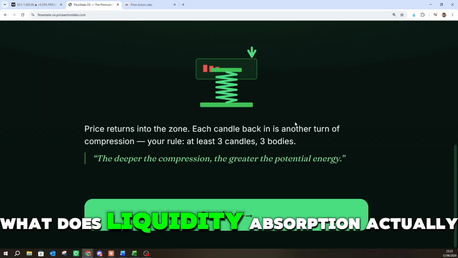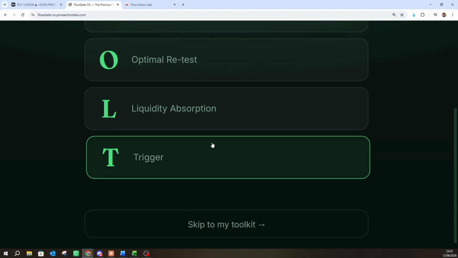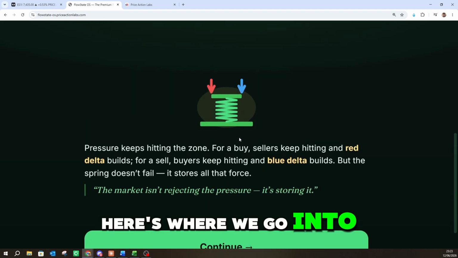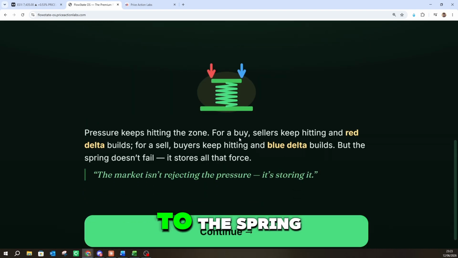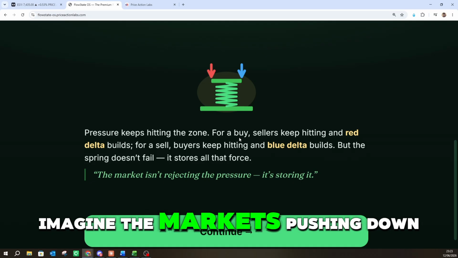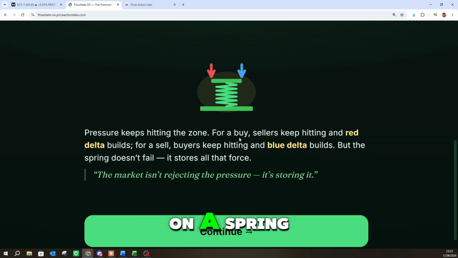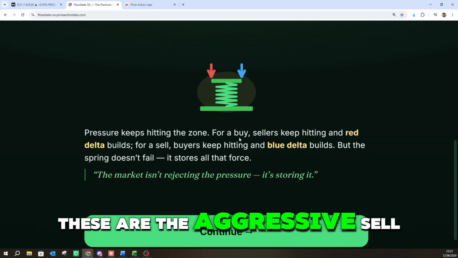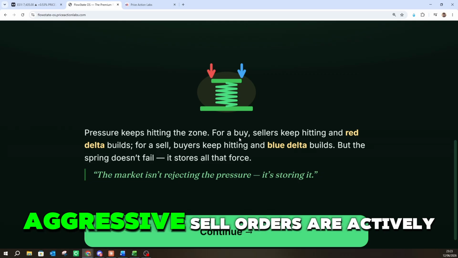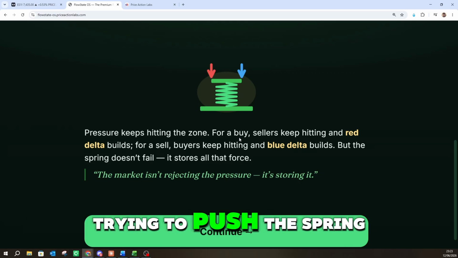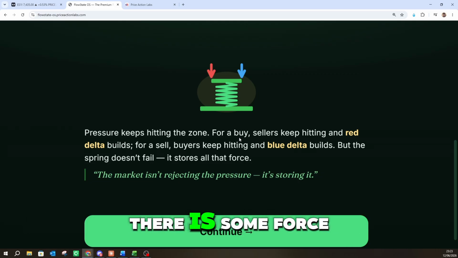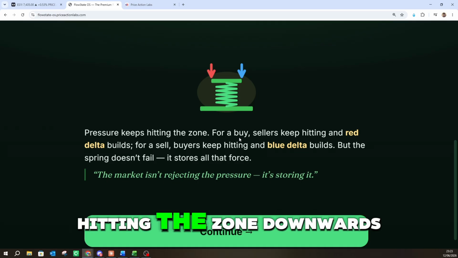What does liquidity absorption actually mean? So here's where we go into it. Imagine now we're going back to the spring. Imagine the markets pushing down on a spring. These are the aggressive sell orders. Aggressive sell orders are actively trying to push the spring down. There is some force or there is some pressure hitting the zone downwards.